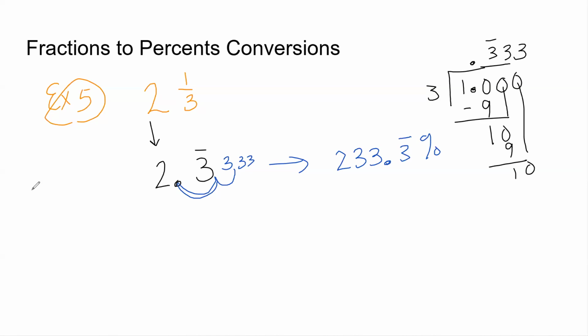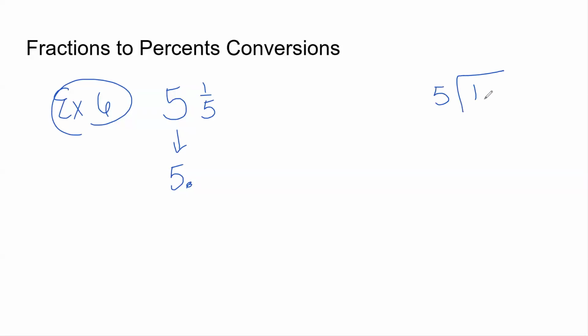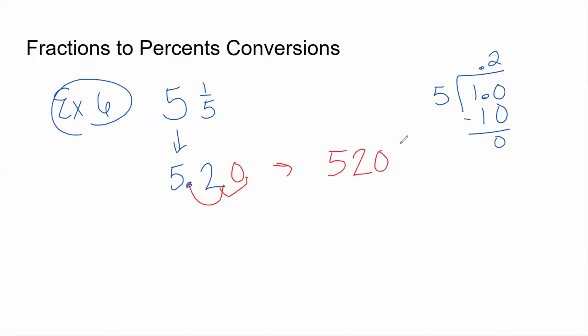Let me do one that's not repeating, like 5 and a fifth. So that's going to be 5 point 2. The decimal was just 2. Put your pencil on there once, twice. That's 520%.